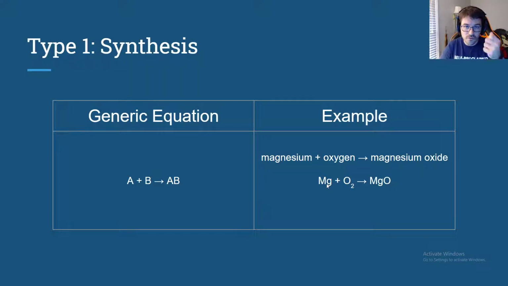You can take little strips of magnesium metal, light them on fire, and they will combust with oxygen in the air to make magnesium oxide, which is kind of like a white chalky substance. This is one that we will do in person if and when we come back into the building.